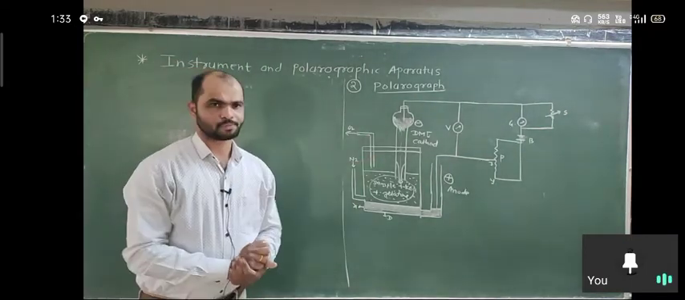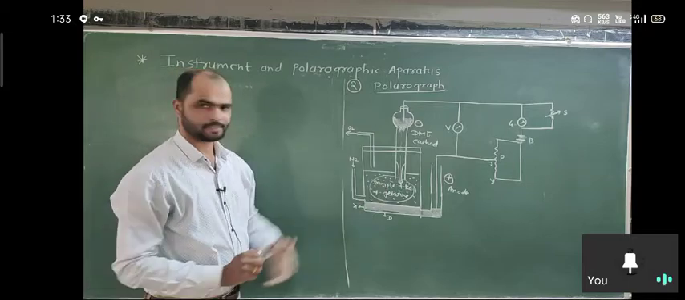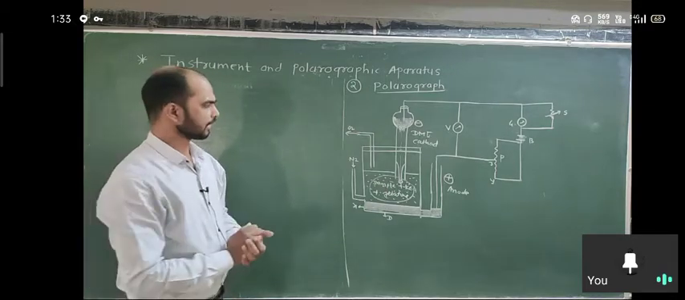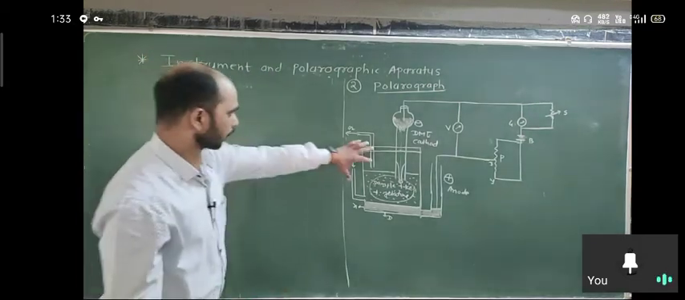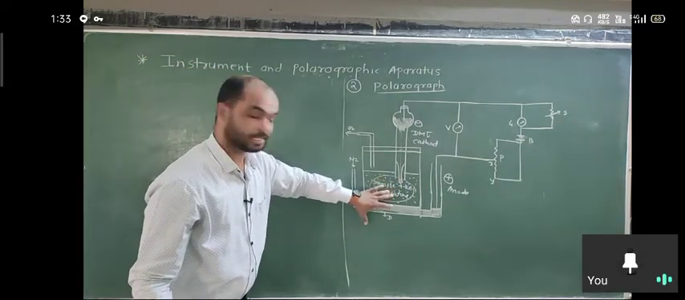What is the functioning of this polarograph? Suppose the sample is here and the current is applied. When current is applied, what happens at that time? Here the cathode and anode are connected with each other. There is an electrolyte solution.